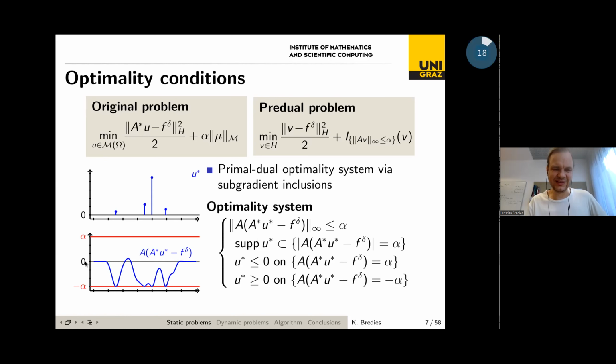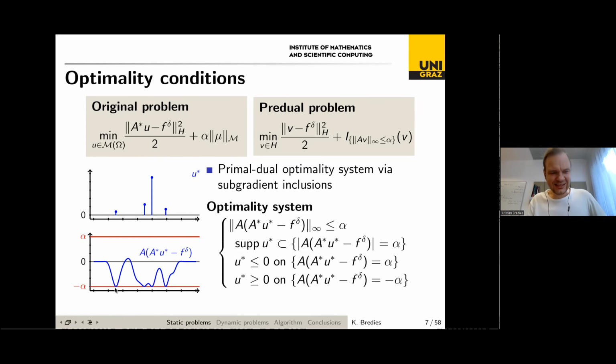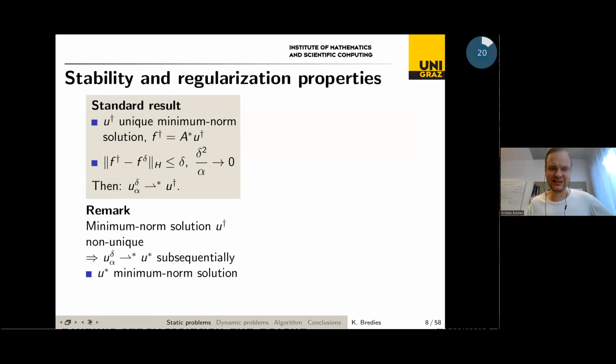And just to give you an illustration, this is a primal dual optimal pair, right? So the primal solution consists of delta peaks. And now if you compute A star u star minus f delta, the dual variable, you can see that this obeys the infinity bounds and it just touches minus alpha in exactly those four points. And of course it has to touch minus alpha because here the solution is positive. So this fits together. And it in particular means that sparse solutions are possible. So we are going a little more into detail why this is also possible in many other situations, but this is just an example.